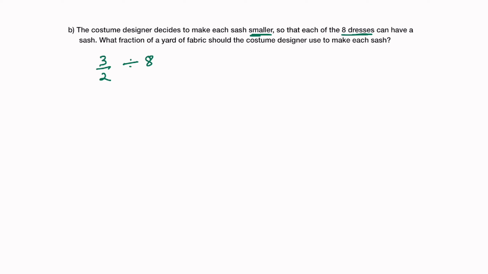So we are going to divide this by 8 for us to know what should be the size of that sash. So we rewrite 3 upon 2 as it is. Division becomes multiplication and we inverse this. So this 8 means 8 over 1, so it becomes 1 upon 8. So that is equal to 3 times 1 is 3, 2 times 8 is 16. That's what should be used for each sash. So each sash should be 3 upon 16 yard.